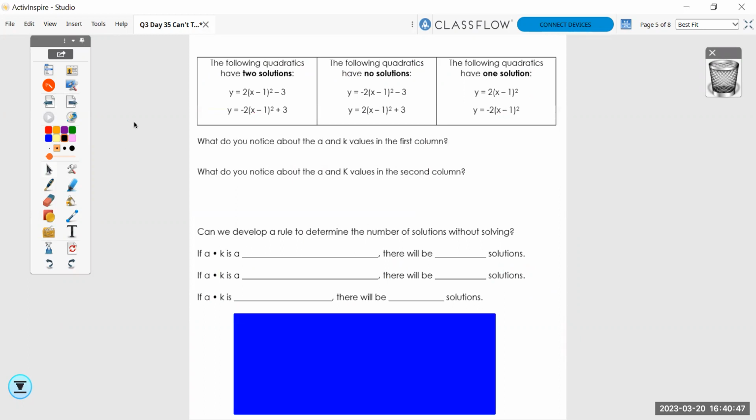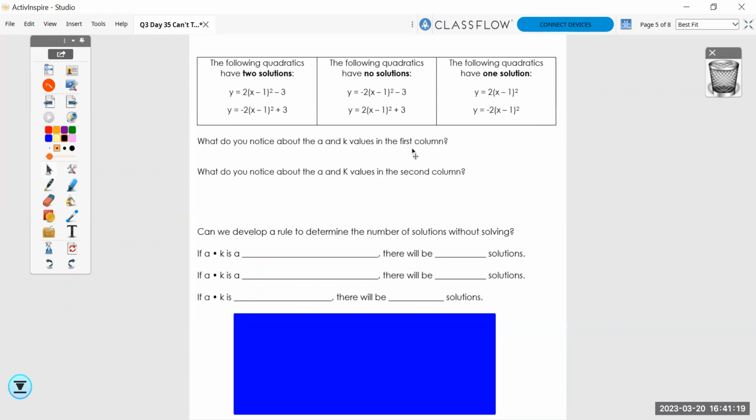So maybe take a minute if you want to pause the video and look at these. Basically, the key to what we're doing today to decide if we have 2, no, or 1 solution is by looking at our a and our k values. This first part of our table is where we have two solutions. This one is where we have no solutions. And then this final one is where we have one solution.